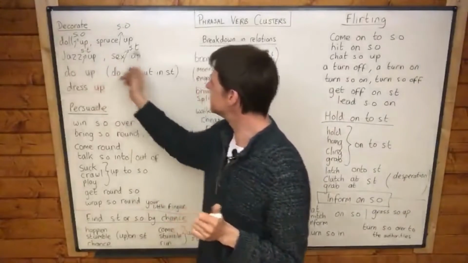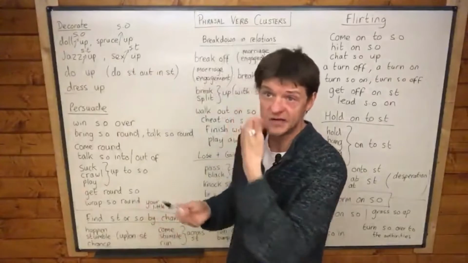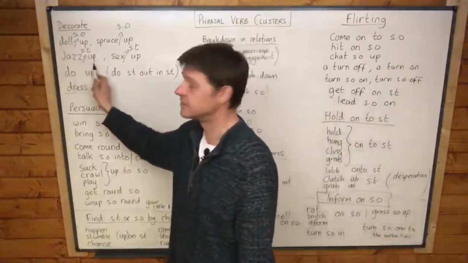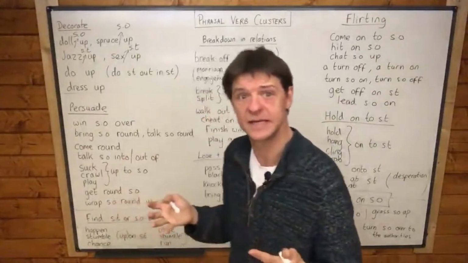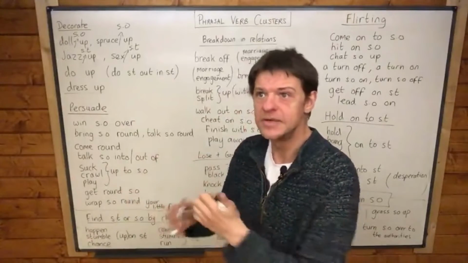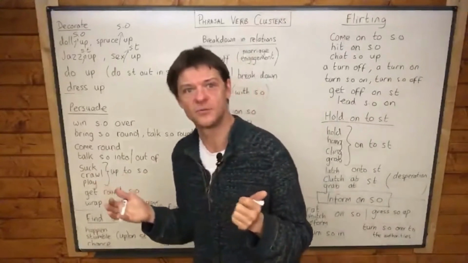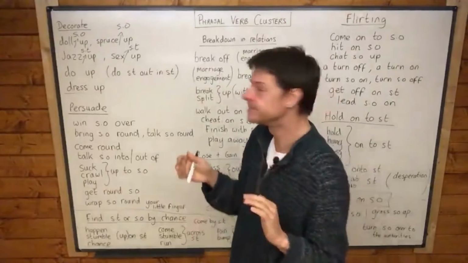So if you jazz something up or sex something up, you make it more exciting in some kind of way. So there's all sorts of things that you can do this to. They collocate with a lot of different nouns, and it just means to make something more exciting. So if you're writing a book and you decide to jazz it up, you make it more exciting in some kind of way. Maybe you add a few interesting elements into the plot.